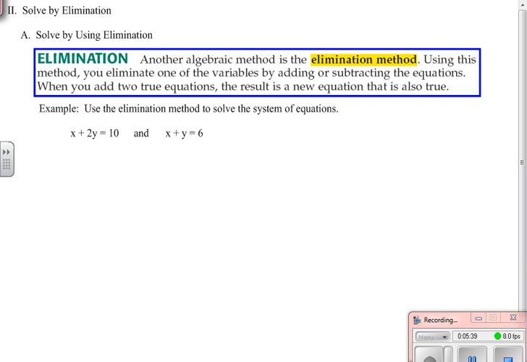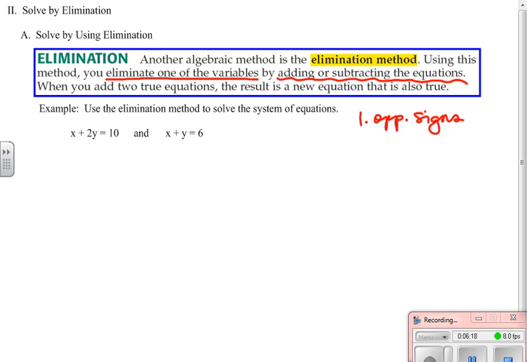Now, elimination is the other method. In elimination, also algebraic, so I'll get an exact answer. You need to eliminate. You need to get one of the variables to drop out. We're going to do that by adding or subtracting the equations. When we add two true equations, the result is also true. Now, we can't just willy-nilly add or subtract. We might have to do some manipulating to them. So a couple of the things we're going to look for is opposite signs. If two variables, one's plus and one's minus, you definitely want to focus on adding there.